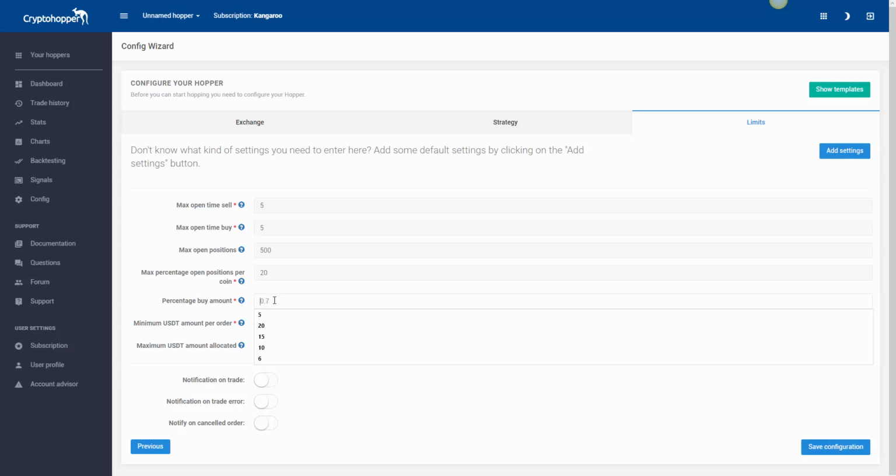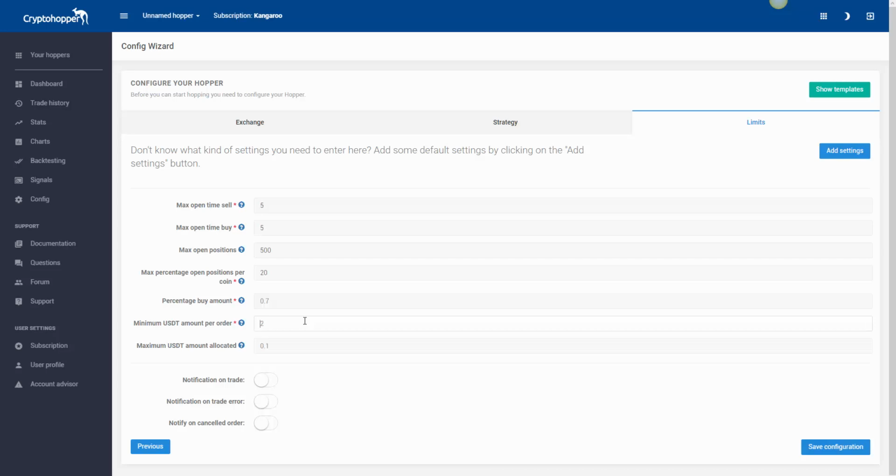We have this setting here. Oh, sorry. This one first. Minimum USDT amount per order. It's very important to set this correctly according to the limits in your exchange. Okay? For example, Binance says in its documentation that it supports orders starting at 0.001 BTC, which is something like $10 or $12. But the truth is that they don't.